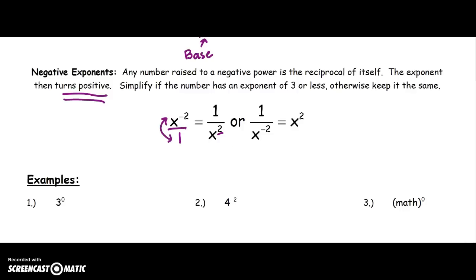You can do this opposite. So if you have a negative in the denominator, you take the reciprocal, and so now you have +2 over 1, or just that positive x to the second power.